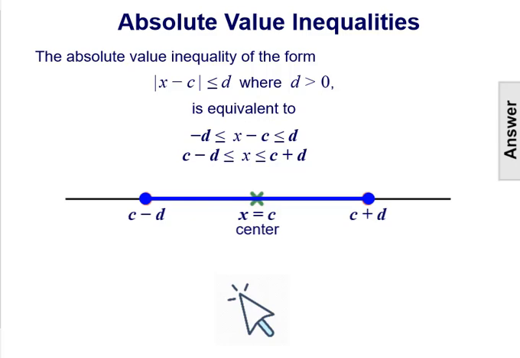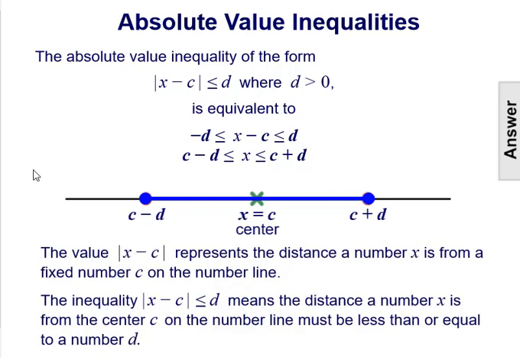The absolute value inequality of the form the absolute value of x minus c is less than or equal to d, where d is greater than 0, is equivalent to the compound and inequality negative d is less than or equal to x minus c, which is less than or equal to d. And if we solve for x, if we add c to both sides, it gives us c minus d is less than or equal to x, which is less than or equal to c plus d. This creates the compound inequality where c is the center, and you're moving c minus d to the left and c plus d to the right.